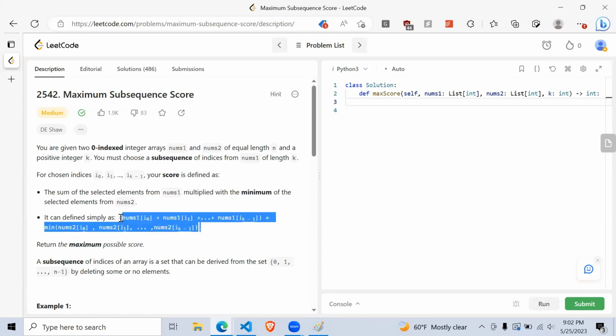The actual formula gives us a hint on what to do. If we have the minimum, no matter what we pick for our subsequence here, only the minimum is going to matter. That tells us that we can greedily pick from nums1, given that we have a minimum. Now, what do I mean by this?